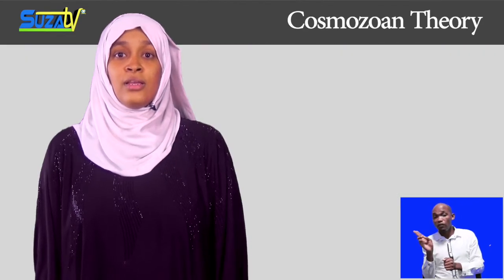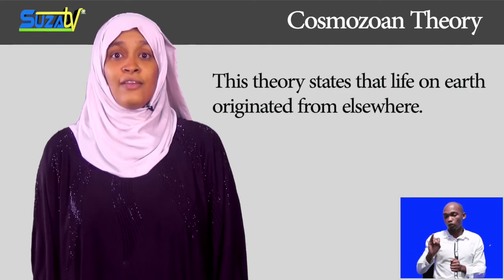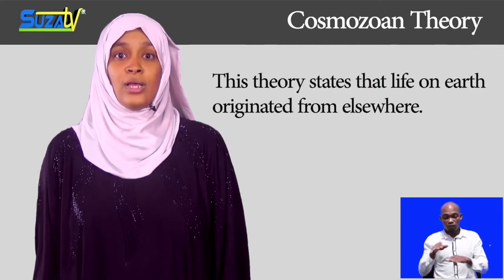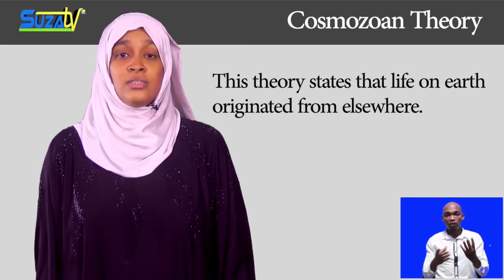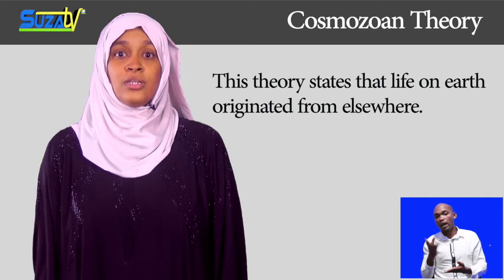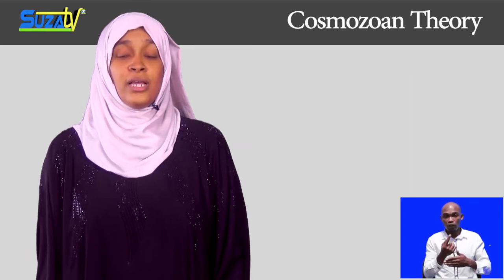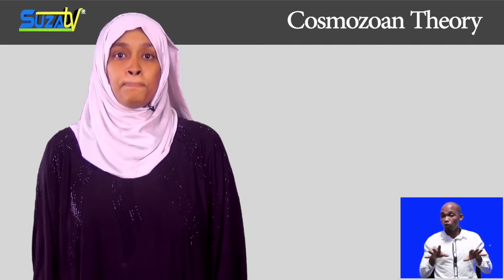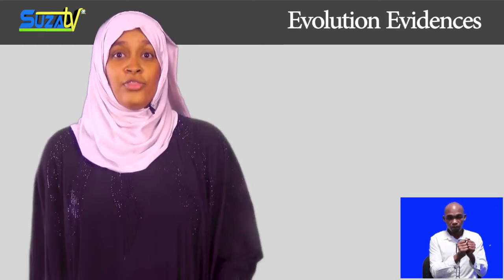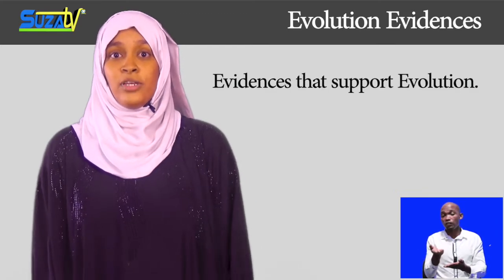The last theory is the Cosmozoan theory. This theory states that life on Earth originated from elsewhere. In the 18th century, scientists questioned the steady state and Cosmozoan theories due to the presence of fossils and the emergence of new species. After looking at the theories of evolution, let us now look at evidences that support evolution.